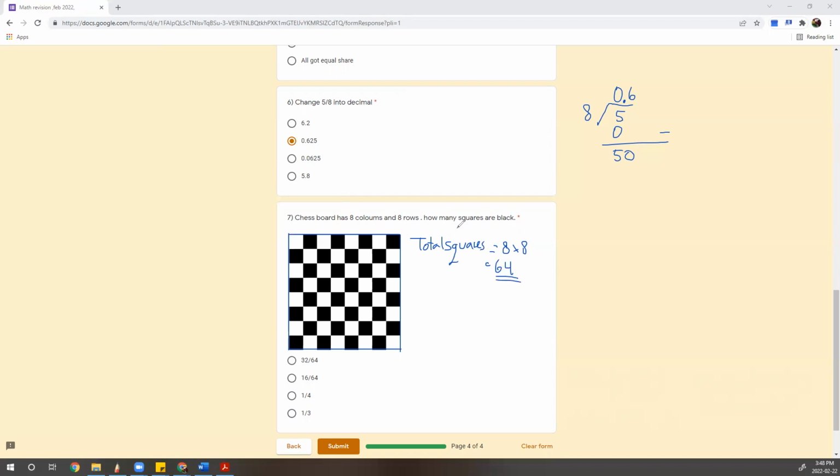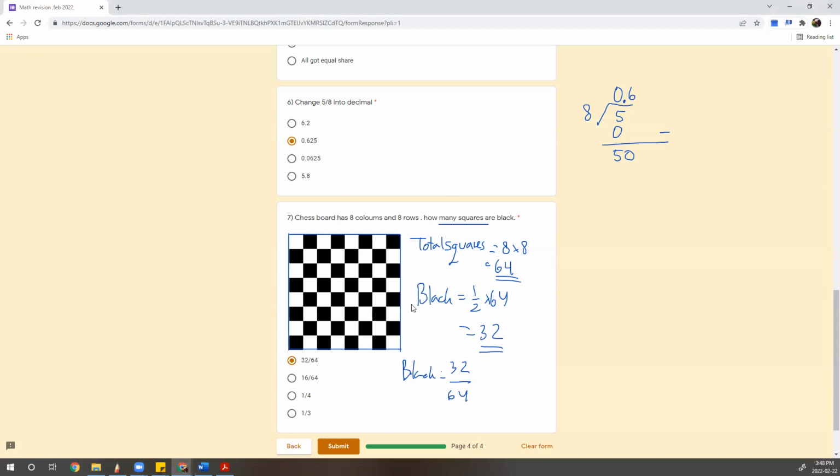The question is asking you how many squares are black. I think the question is wrong. The question might be, what is the part of squares that are black? Because black squares are always half of this, right? It has to be 32. How many squares are black? It has to be 32, but the question is wrong. The question is, what is the part of black squares? Okay, so black is 32 out of the total. Total is 64. Okay, so we have A for the answer.